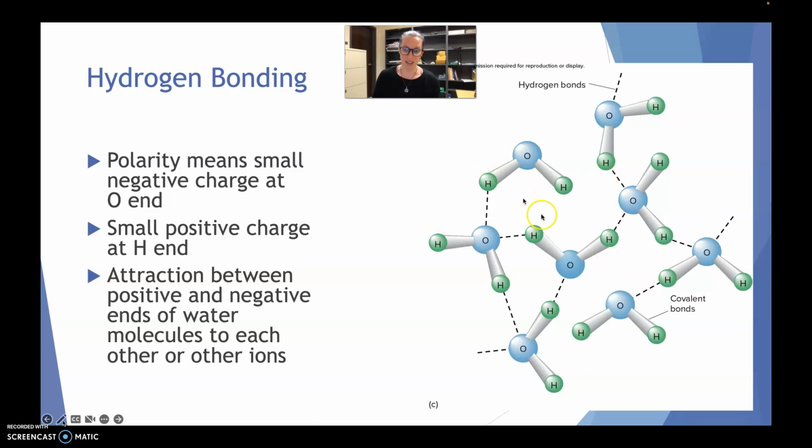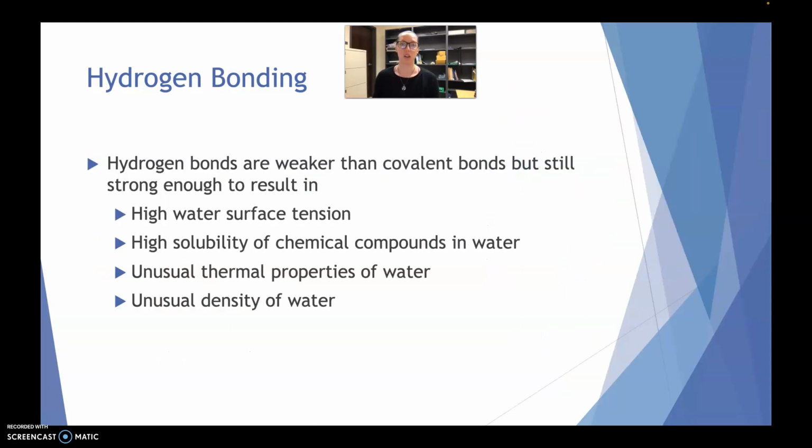And again, because of the polarity differences between the hydrogen and the oxygen. So covalent bonds are between hydrogen and oxygen of the same atom. Hydrogen bonds are the hydrogen and oxygen of other water molecules. All right, so that's a pretty big difference between the two there. And there's some really interesting properties with hydrogen bonds that make water extremely unique.